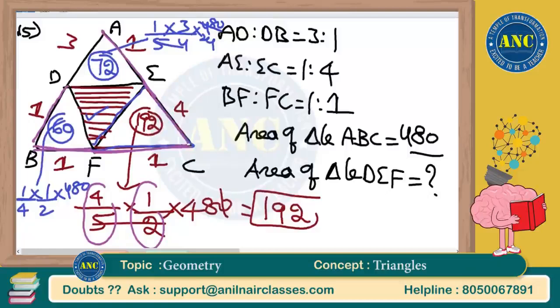Then it is 3 parts out of 4 parts, 1 part out of 5 parts. 1 by 5 into 3 by 4 into 480. We will do more and more questions based upon this, so that you will understand it clearly. These 1 part out of 5 parts. These 3 parts out of 4 parts. Total side is 4 parts. The side which is a part of the figure which we want is 3 parts. Right?